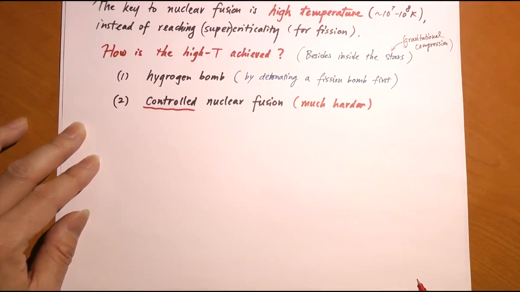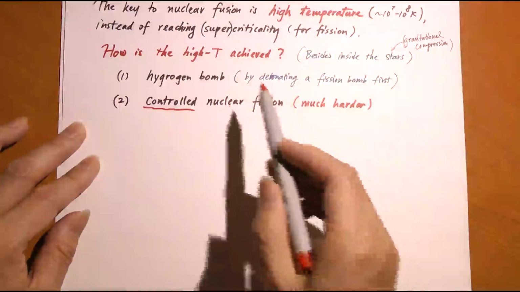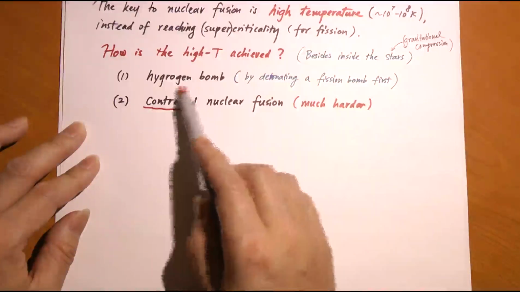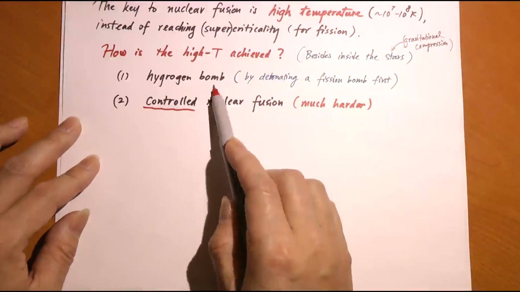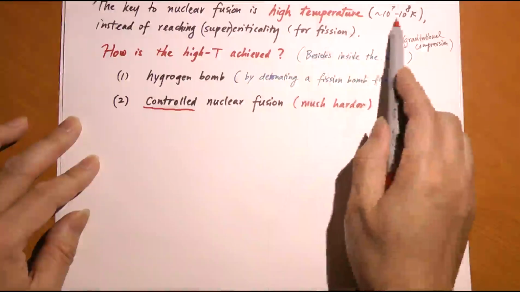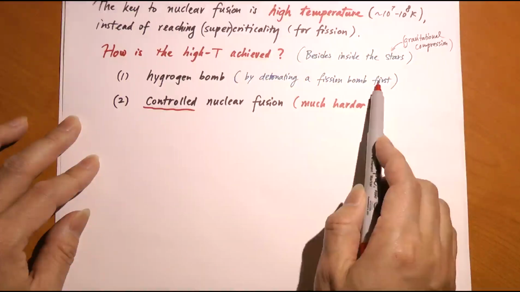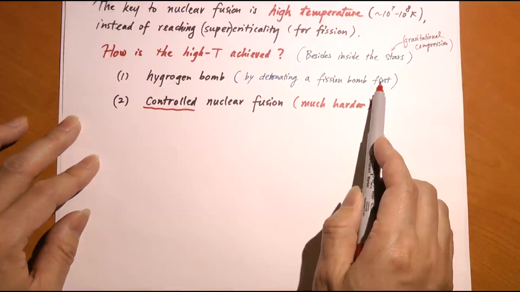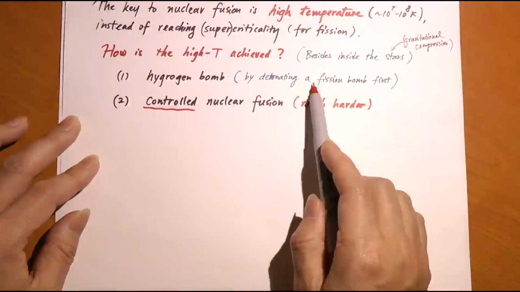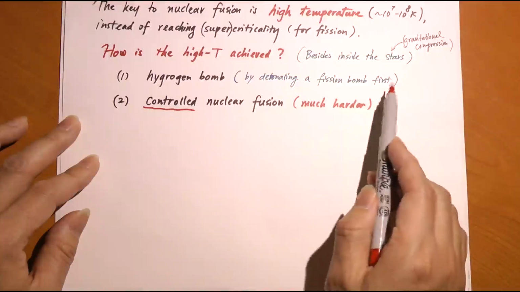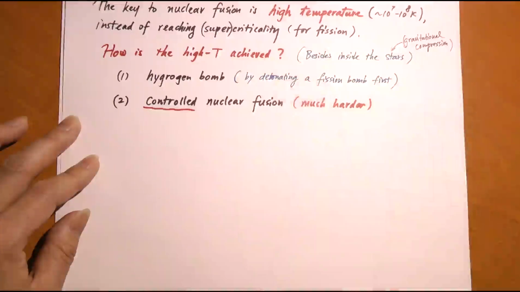Well, there are two ways we can do that, depending on what kind of device we make out of it. Again, there is a military use and there is a peaceful use. The military use is the hydrogen bomb. In a hydrogen bomb, how do you create this kind of temperature? Turns out you do so by detonating a fission bomb first, or atomic bomb. So inside every hydrogen bomb, there is a conventional fission or atomic bomb. It detonates first, creating the temperature needed for fusion to go on, which increases the yield of the bomb significantly.